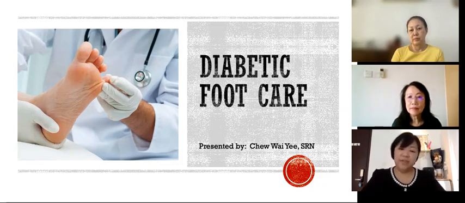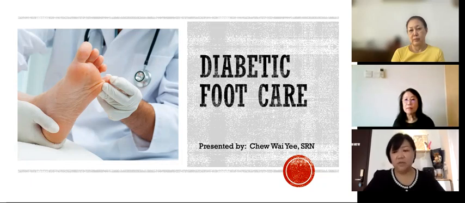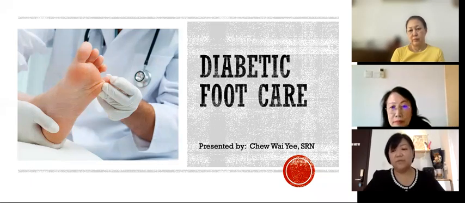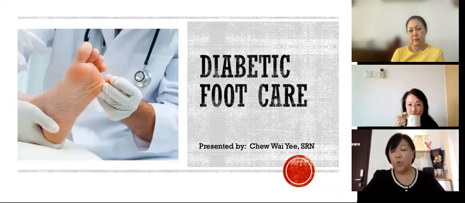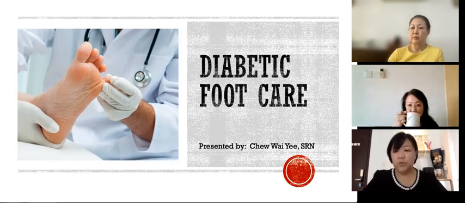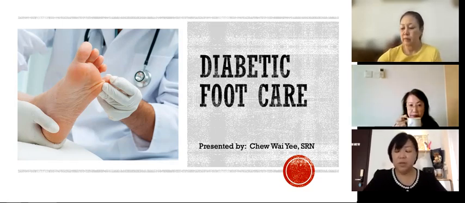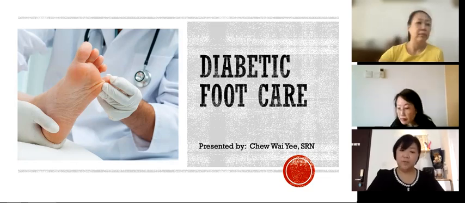So diabetic foot care, as everybody knows, the prevalence of diabetes has increased worldwide lately, and those diagnosed with diabetes have an increased risk of developing diabetic foot. Therefore, it is very important to provide patient education to the patients in order to prevent the development of diabetic foot and its complications.